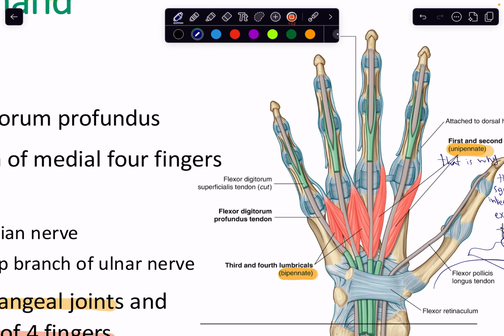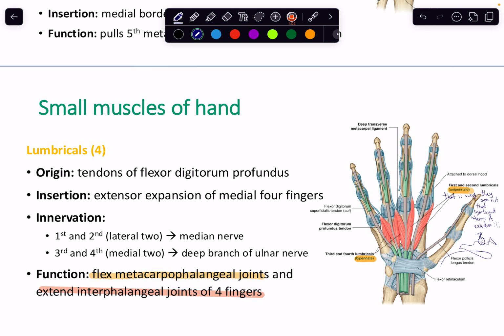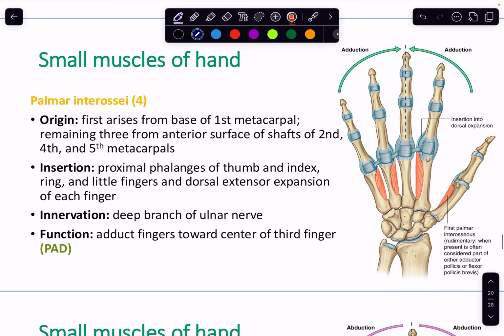Interossei. Inter means between, osseous means bones. Which bones? Metacarpals, right? So they are arising between the metacarpals, and their function is PAD. Pad is P for palmar interossei, AD for adduction. So all the palmar, these 4, will do adduction. What is adduction? Abduction is spreading, and adduction is bringing together.